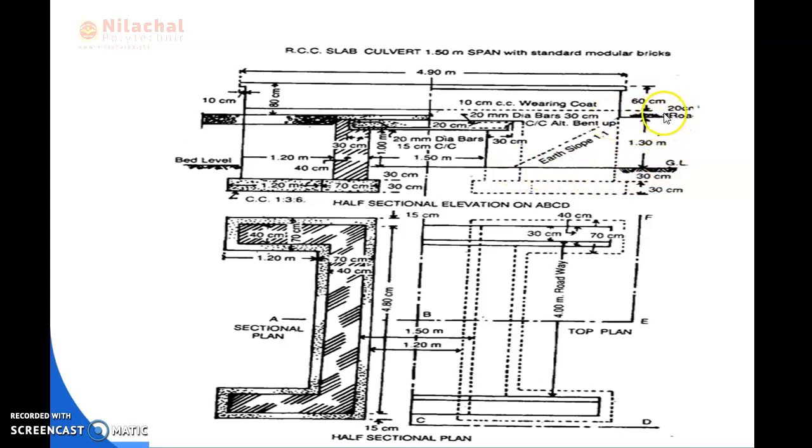Here the road position is shown. From the ground level to the road level, the height is 1.3 meter. Then the road thickness is 20 cm. It contains 10 cm thick curb and 10 cm thick wearing coat. After that, a 16 cm height parapet with coping is provided. Here, the coping thickness is also 10 cm, and the offset of coping is 10 cm. The offset is provided on both sides, here 10 cm and on the opposite side also 10 cm.